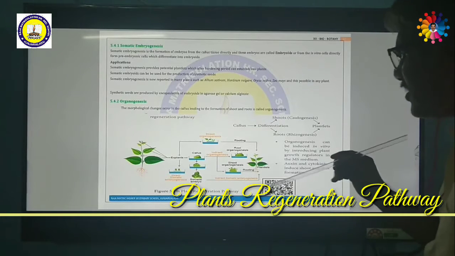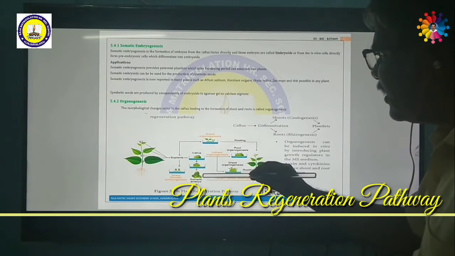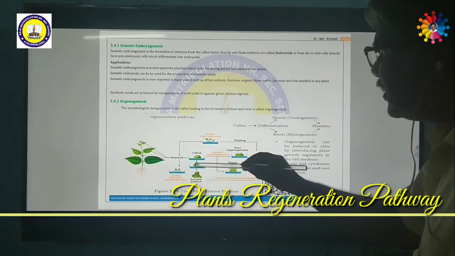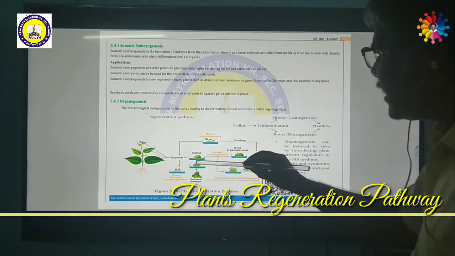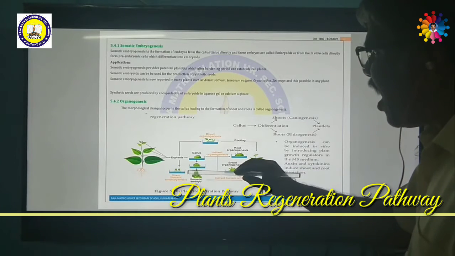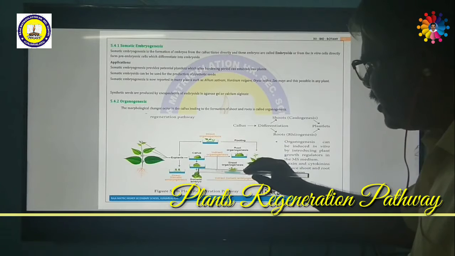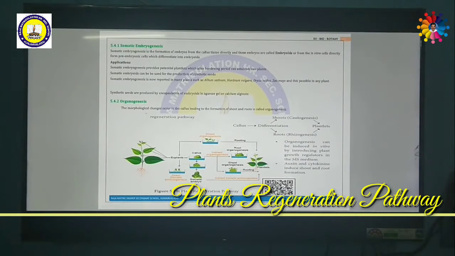So the artificial seeds can be made. These embryos are encapsulated with the help of a specialized material called agarose gel or calcium alginate. Either you can use calcium alginate or agarose gel. These can be preserved for a long time. This is called artificial seed or synthetic seed or syn seed.